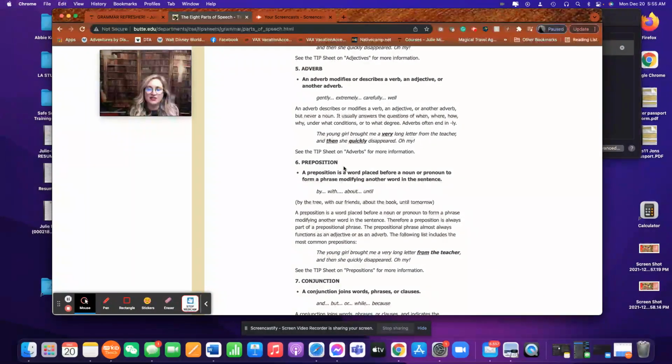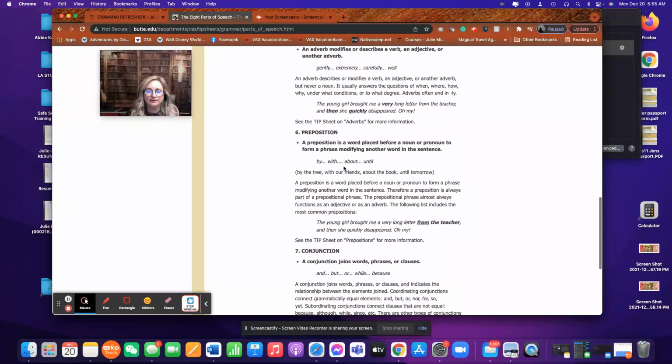Then we have a preposition. It's a word placed before a noun or pronoun to form a phrase modifying another word in a sentence. My teachers used to say anything a rabbit could do to a woodpile, and we're going to learn these. We're going to memorize these. These are your words that are aboard, about, above, across, after, against, along, among. All of those you're going to learn.